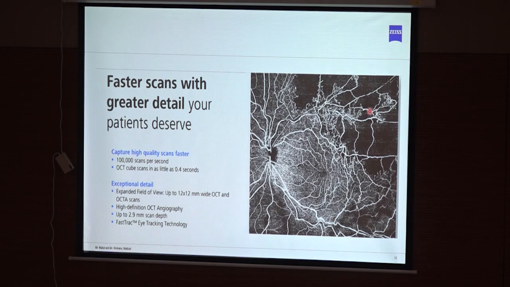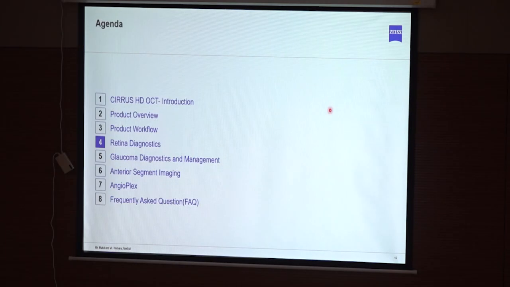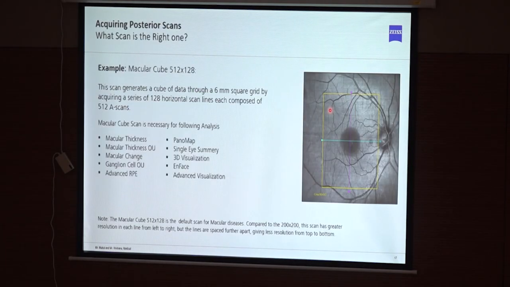In that particular scan, there is no need to inject a dye into the patient's veins, and you see the vasculature very beautifully. These hypodense areas are the non-perfusion areas, and this hyperreflectivity is the new vessel generation. So in a case of retinal diagnosis, you see there are different protocols.